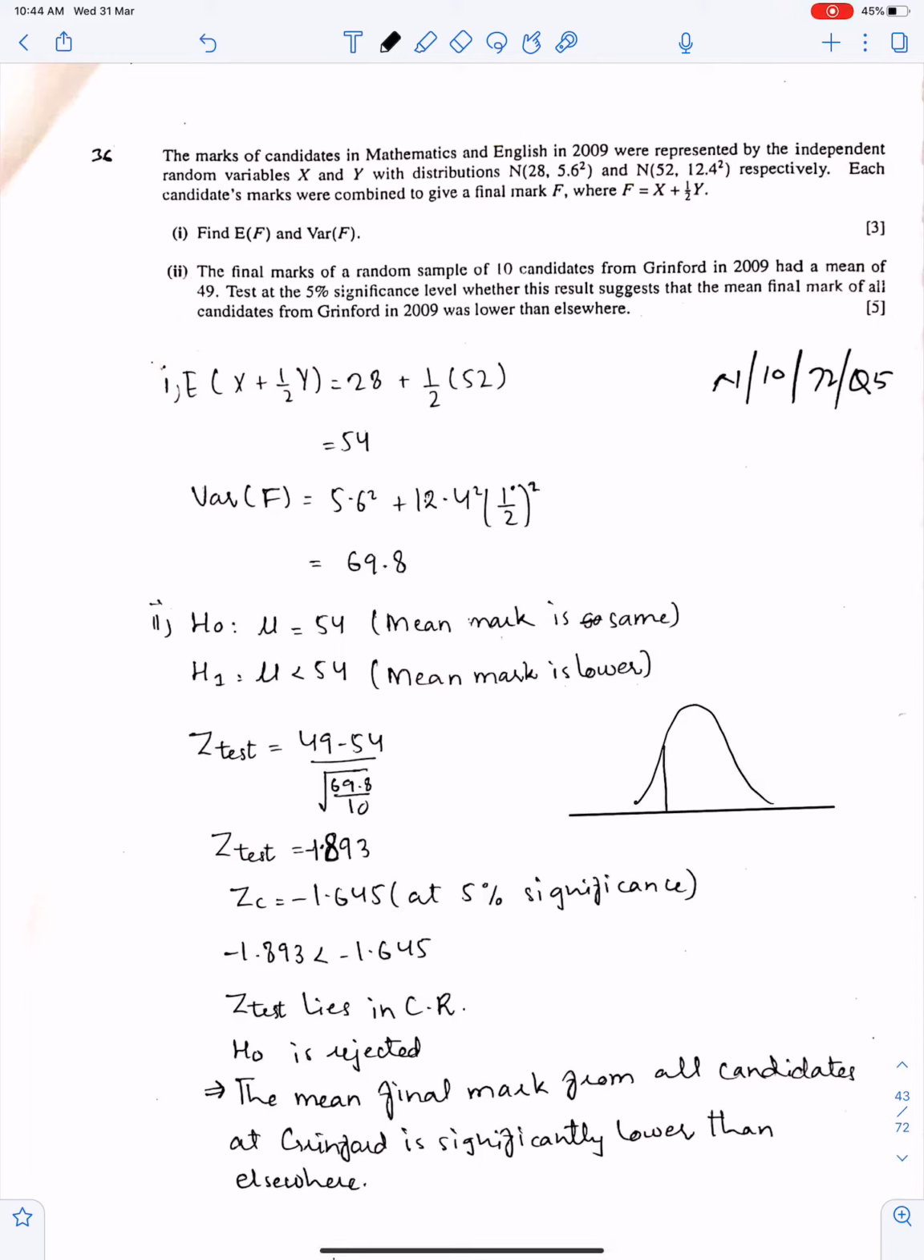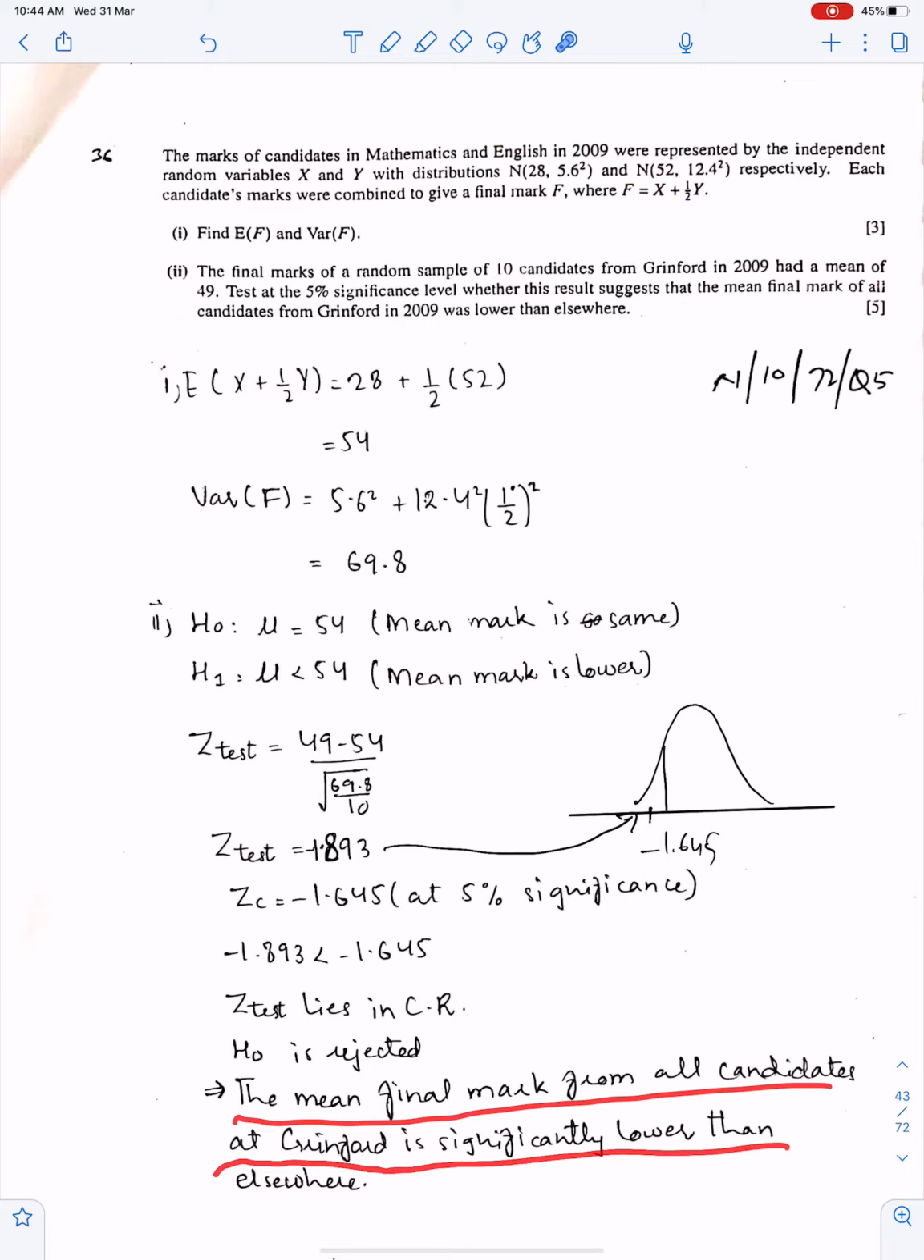This is the critical region, 1.645 negative, and this value lies here. So you have to reject H naught. You have to accept the claim that mean marks is lower. The mean final mark from all candidates at G is significantly lower than elsewhere.